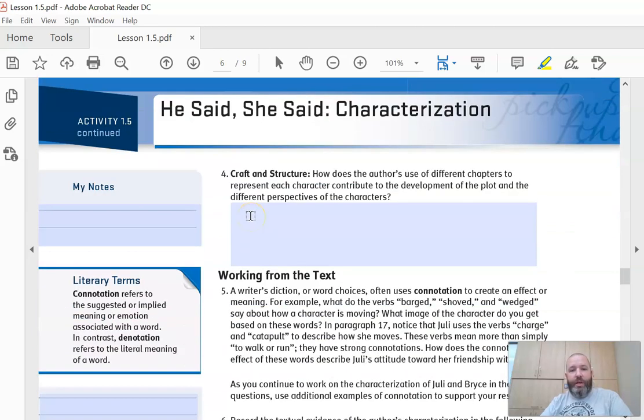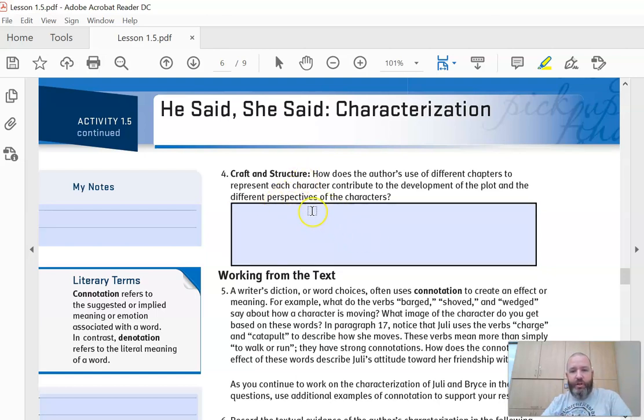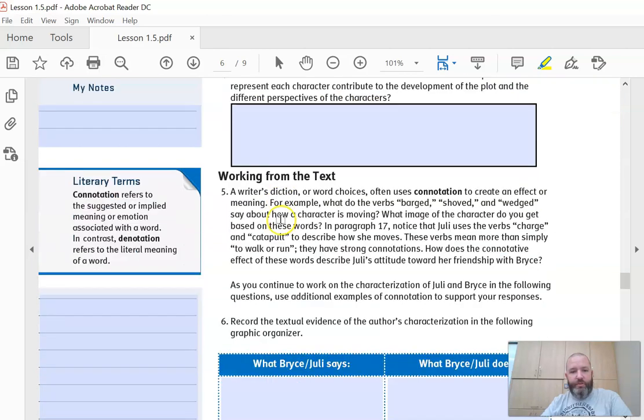Number four, how does the author's use of different chapters to represent each character contribute to the development of the plot and the different perspectives of the characters? So this is a unique craft and structure. A lot of times we're going to be looking at professional authors and see what they do to make a good story. So hopefully we can pick up some of those tips and tricks and put them in our own writing. So what does the author do to help develop the plot and show those different perspectives?